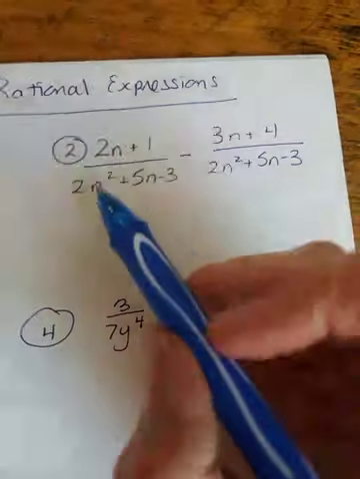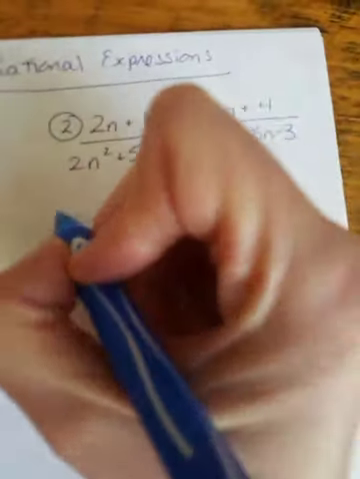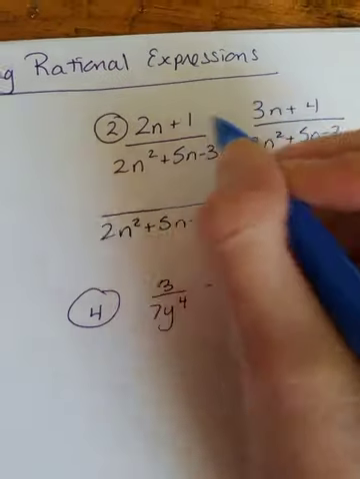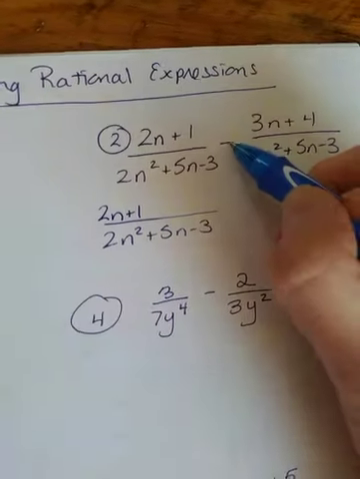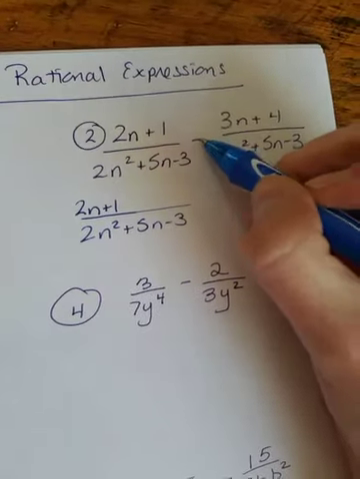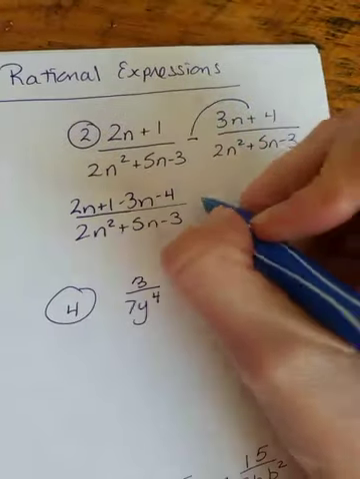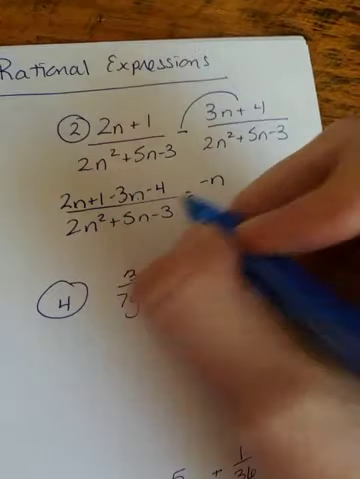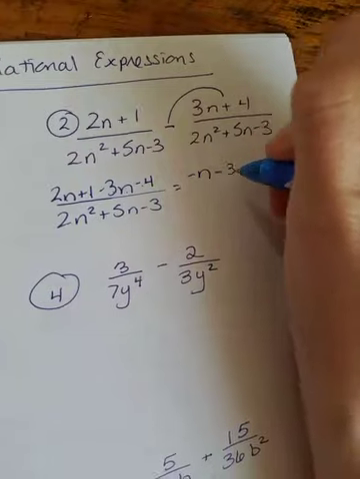Number 2, look at this. This denominator and this denominator are exactly the same, so let's write that down. And then in my numerator, just to write this out, I'm doing 2n plus 1. Be careful with your negative. This is where people always mess up. You're going to minus 3n, and then also distribute into the 4, so I'll be subtracting 4. So 2n minus 3n is a negative n. 1 minus 4 is a negative 3.